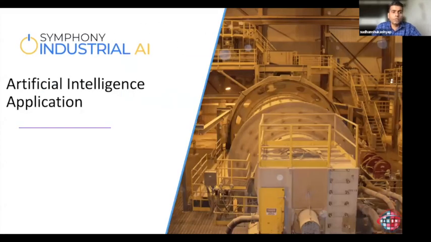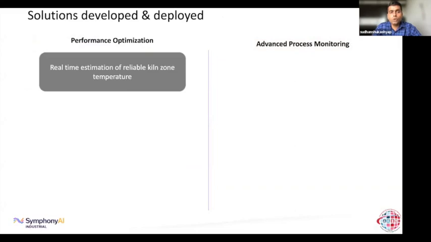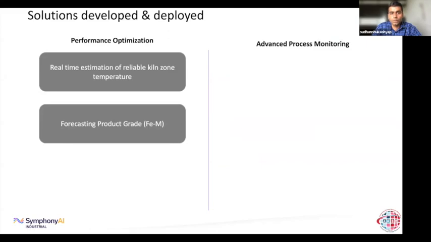Now, very quickly, we'll look into artificial intelligence and its application in this particular case. To do performance optimization, we have seen a problem that you could not get a reliable kiln zone temperature because the continuous sensors get coated with carbon particles, and the QRT measurements, which are manual, are infrequent. So we need a model which could give us a reliable kiln zone temperature measurement.